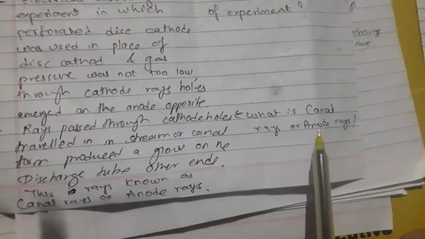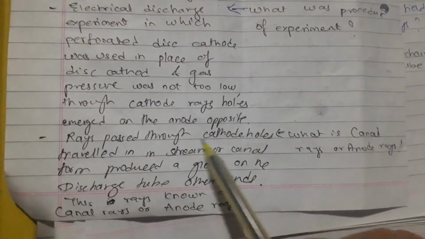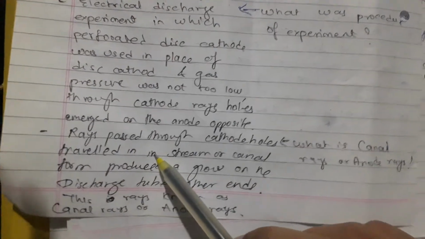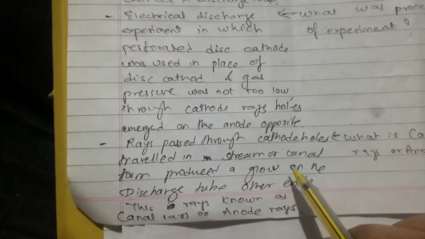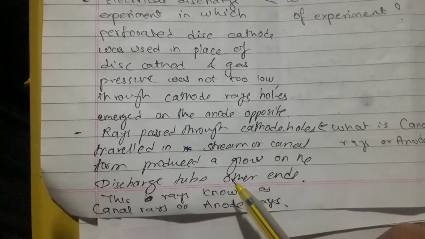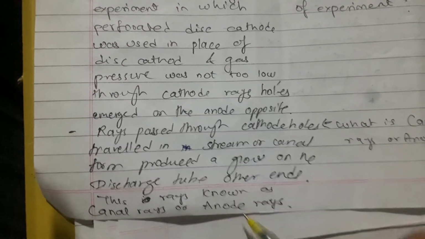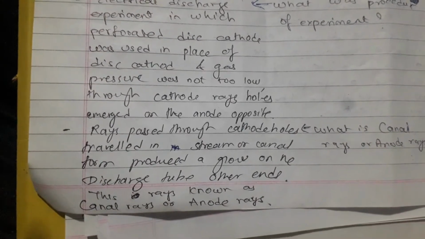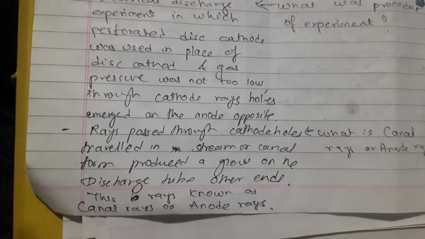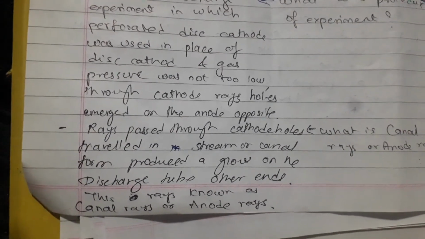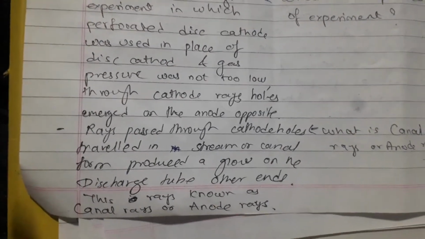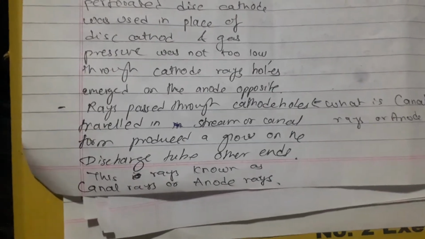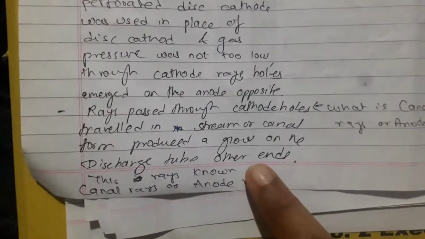Now, what is canal ray or anode ray? Rays pass through the cathode holes and travel in streams or canal form. They produce a glow on the other end of the discharge tube. This ray is known as canal ray or anode ray. Whenever rays pass through these cathode holes, they are in stream form or canal form, and when these rays emitted from the anode pass through the cathode holes, they form a glow on the opposite side of the discharge tube, and this glow is called canal ray or anode ray.